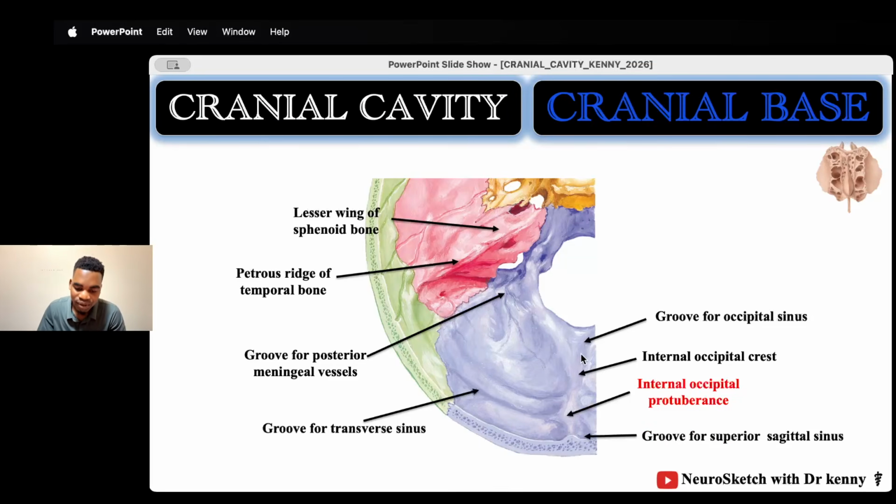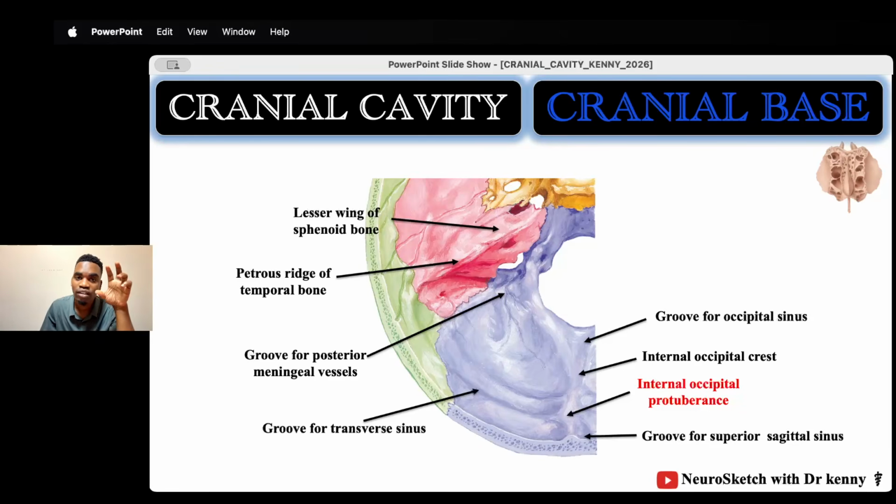Now, on the occipital bone, we'll have a groove here for the occipital sinus. We're going to discuss these sinuses later, don't worry about them. And then we'll have the groove for the superior sagittal sinus here. This is a groove for the superior sagittal sinus, and we also have a groove for the transverse sinus. Now, next we're going to discuss the foramina, and we're going to start from the anterior cranial fossa.